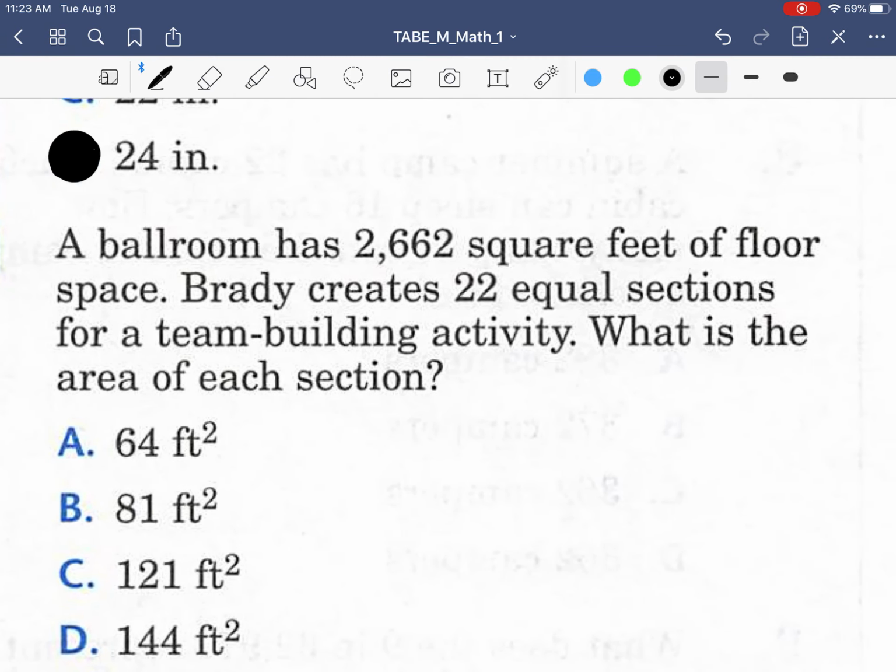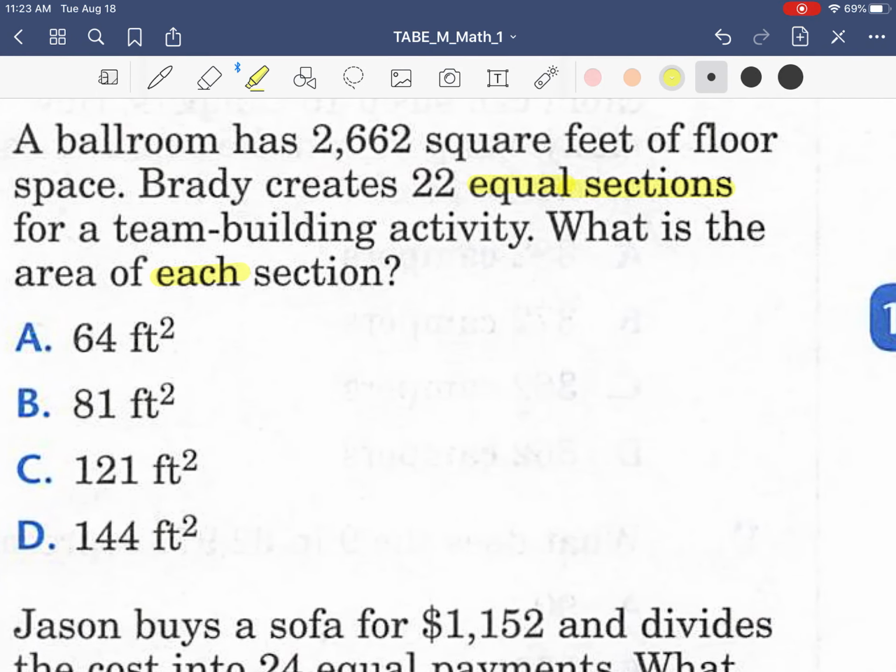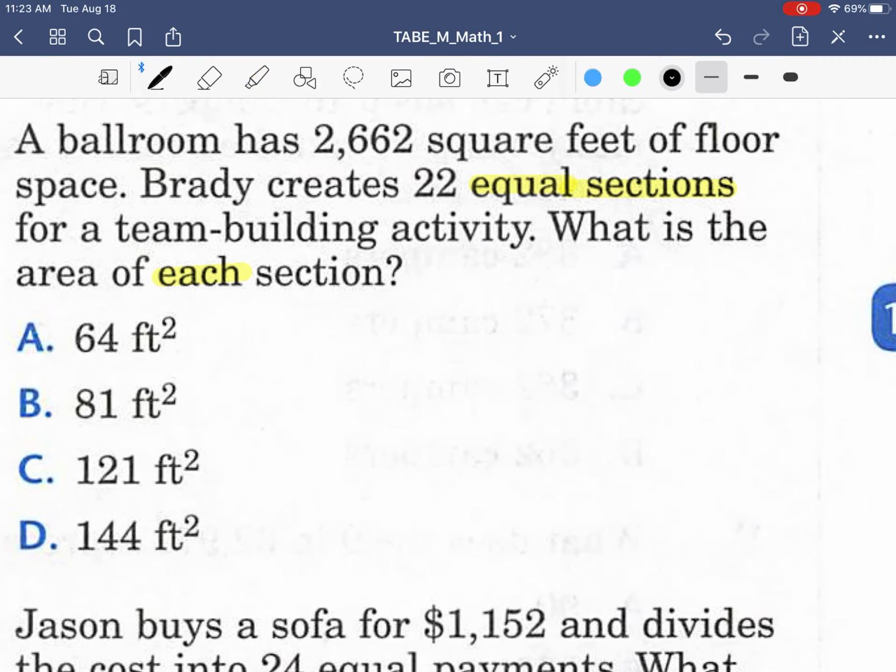Number 13. A ballroom has 2,662 square feet of floor space. Brandy creates 22 equal sections for a team building activity. What is the area of each section? So let me see if I can do this one right here. I don't think it's going to be too terribly bad. Got a 4-digit dividend and a 2-digit divisor.